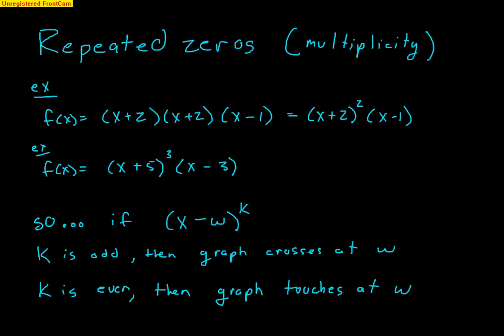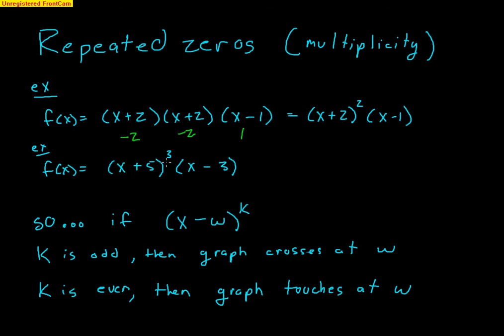All right, now we also have something that comes up in a lot of polynomials called repeated zeros. Now, repeated zeros are zeros that come up twice. Let me give you an example here. For example, the function x plus 2 times x plus 2 times x minus 1. Notice that this has zeros of negative 2, negative 2, and positive 1. Well, negative 2 is what we call a repeated zero. I also could write that as x plus 2 squared times x minus 1. So that negative 2 is a zero that's repeated. We say that that zero has a multiplicity of 2.